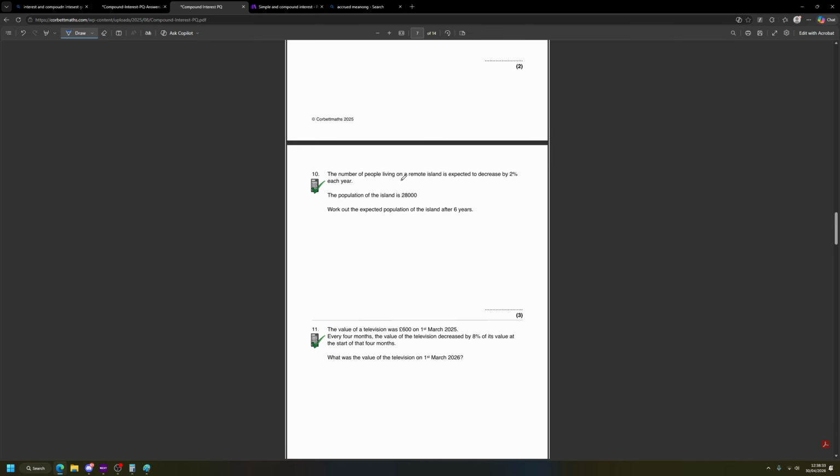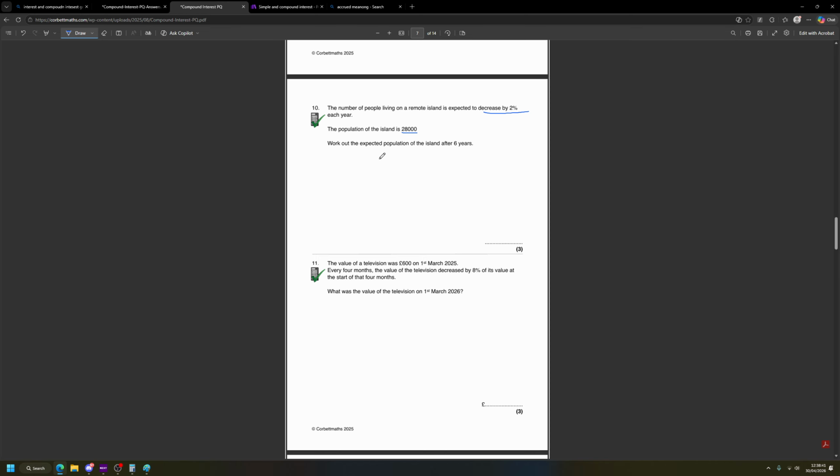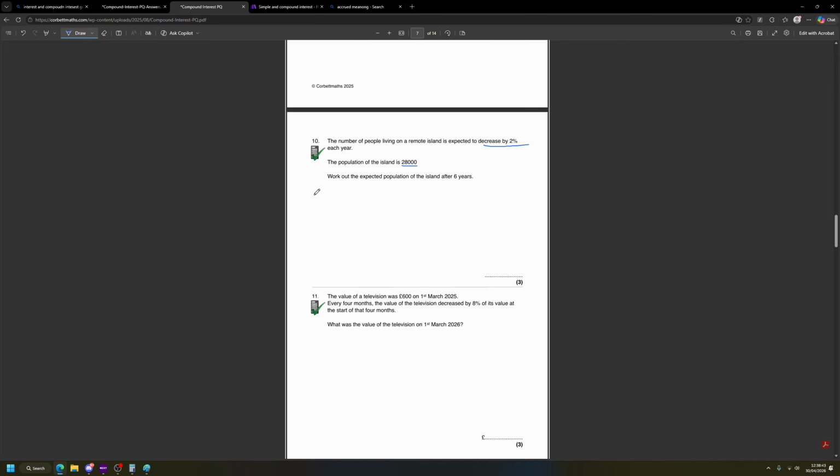The number of people living on a remote island is expected to decrease by 2% each year. Now, if you remember with the car question, when it was decreasing, it was a compound. So let's treat it the same way. It's just an equation. So let's just say, in simple terms, if it's decreasing, it's a compound.